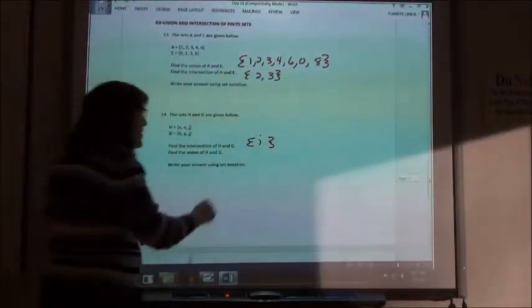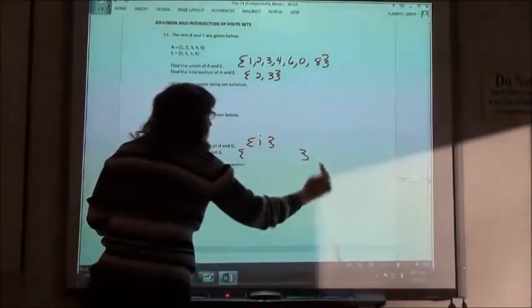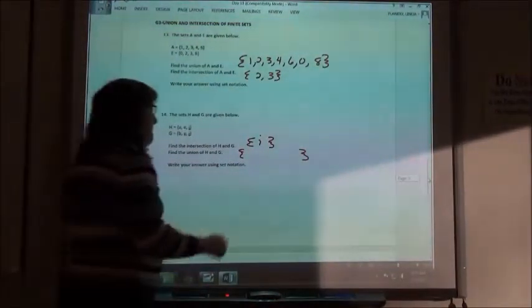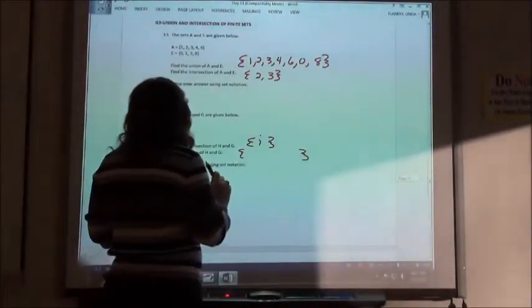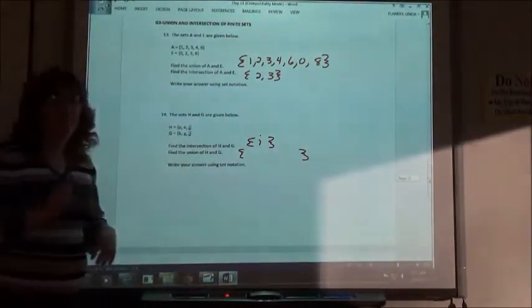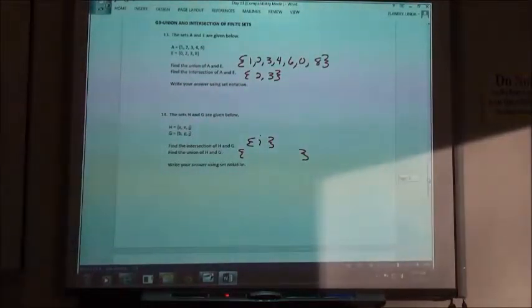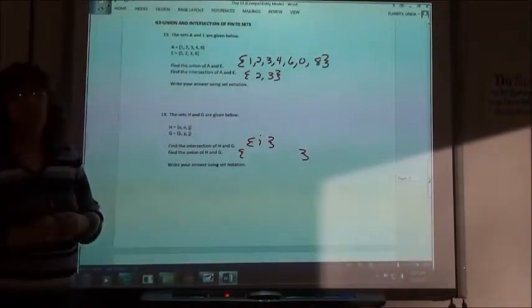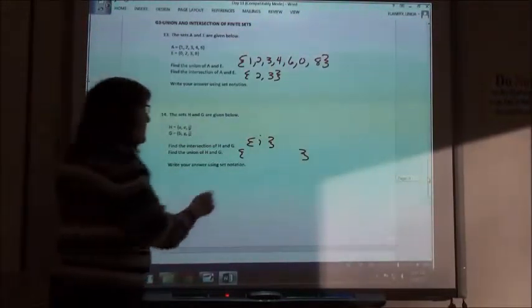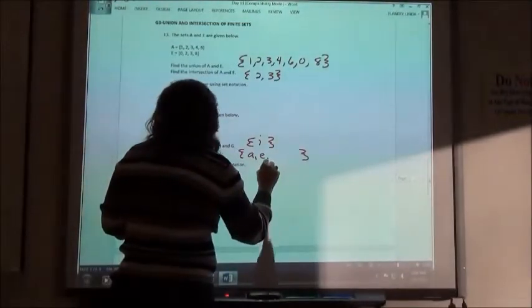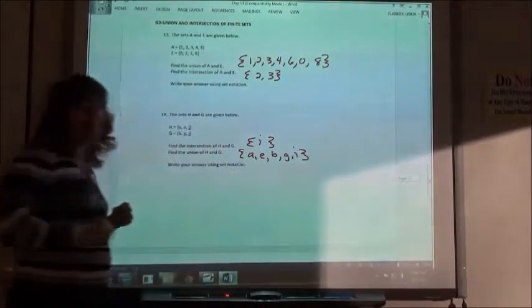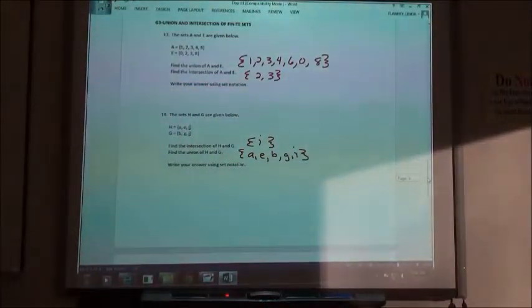The second one, find the union of H and G. So the union, I'm just making one big long set. So I would have A, E, B, G, and I also have the I, right? The I is still in the list. So listing everything: A, E, B, G, and the I is also included in that list.